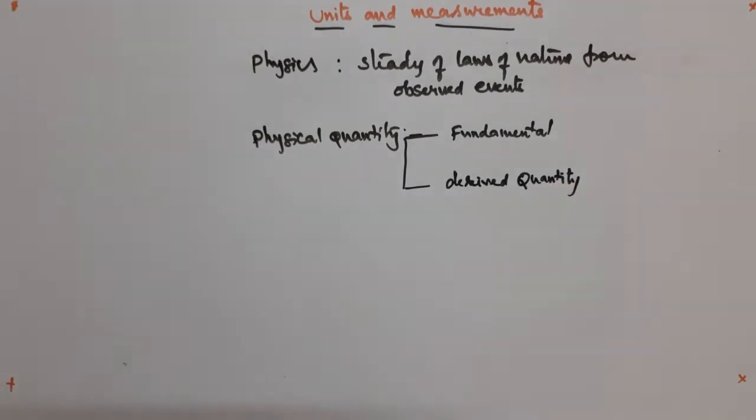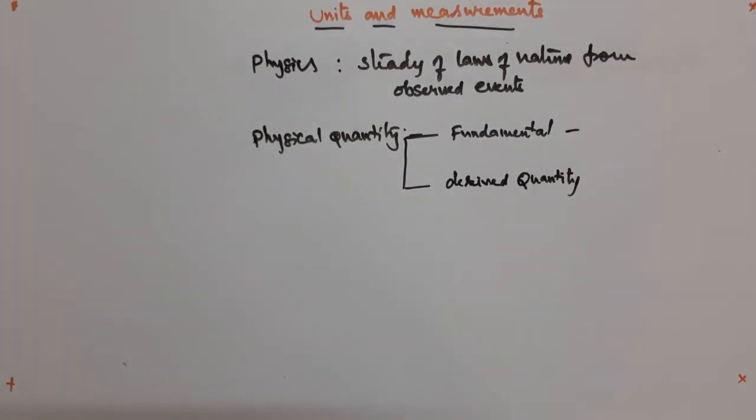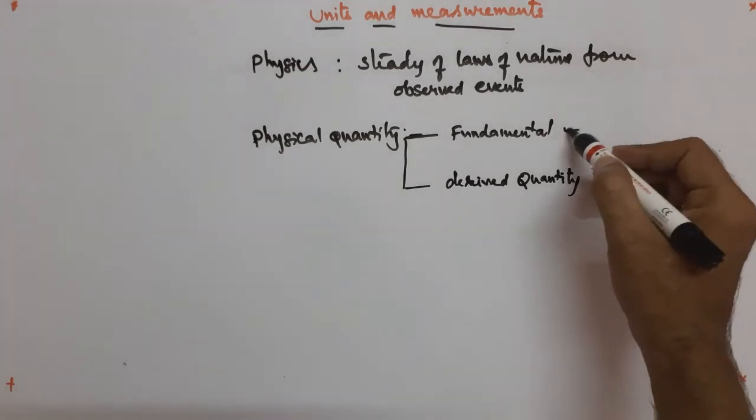Fundamental physical quantity or fundamental quantity and a derived quantity. Now what is a fundamental quantity? The quantities which are independent on each other are called as the fundamental quantities. The physical quantities which cannot be further resolved into any other physical quantities are called as the fundamental quantities.